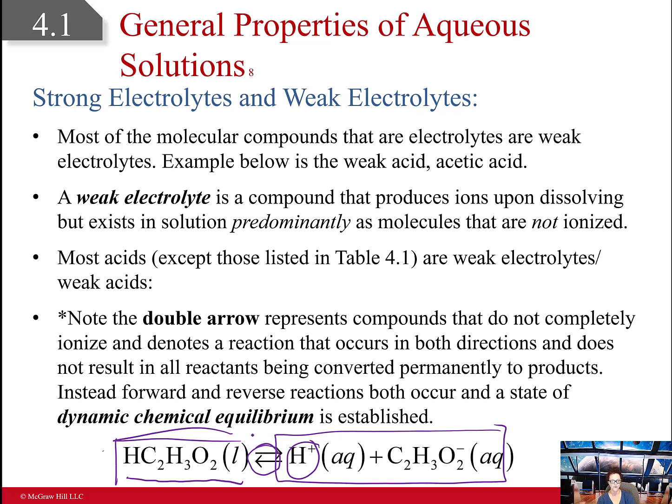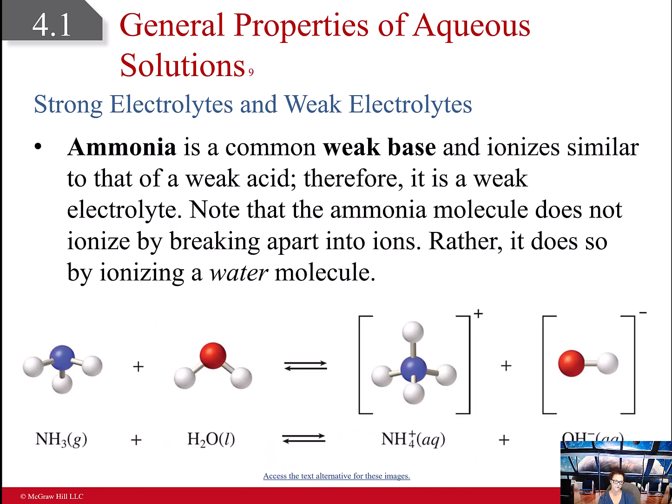And so that's why you have the double arrow, because it's not a single arrow all the way to the right like you have with strong acids. That shows everything ionizes. In this case, just a small amount will ionize. And so that's why you have the double arrow.